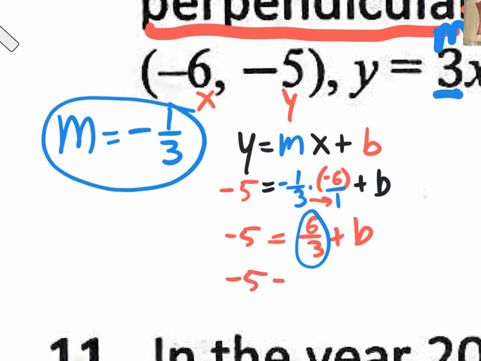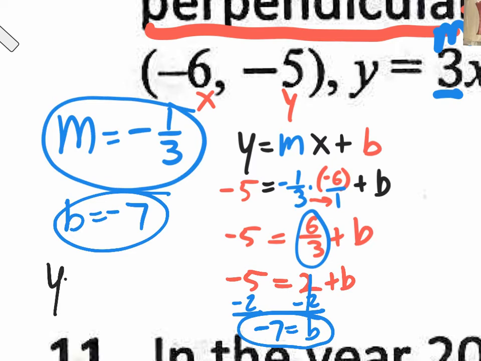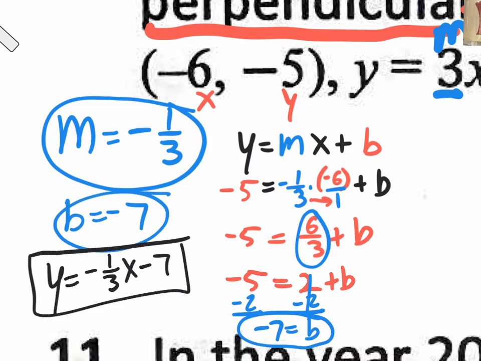So what do we have? We have negative 5 equals 2 plus b. Final step would be to get b by itself by subtracting 2. We'll have negative 7 equals b. So b equals negative 7. So if you know your m and you know your b, you could write your equation in slope-intercept form. Y equals negative 1/3 x minus 7.